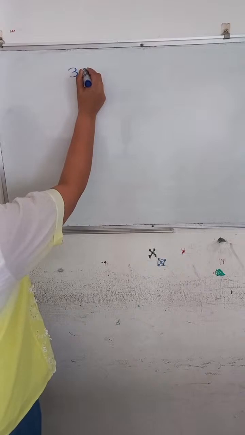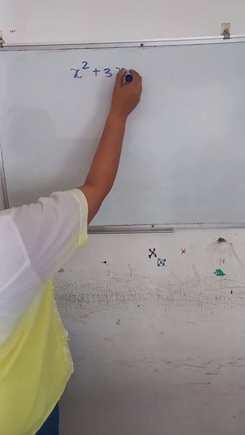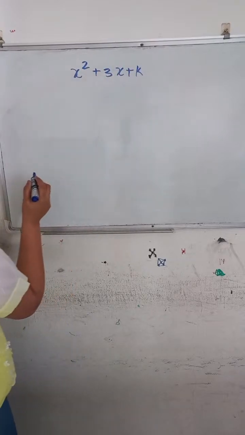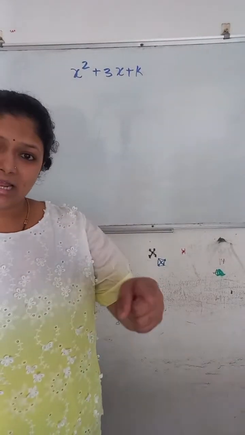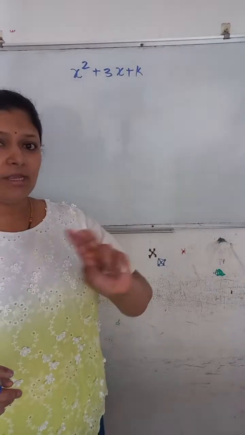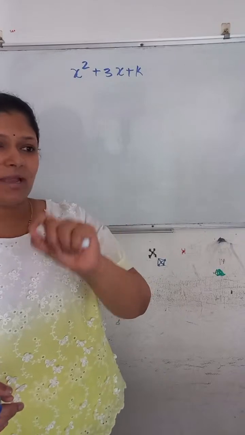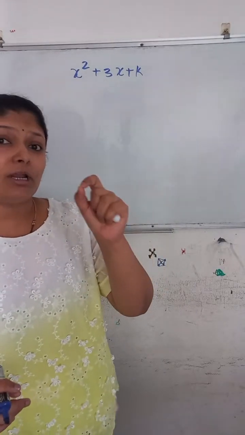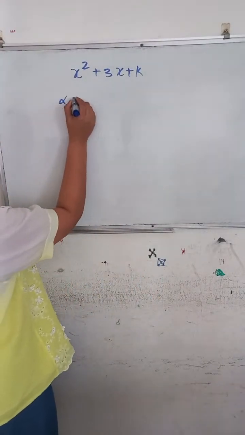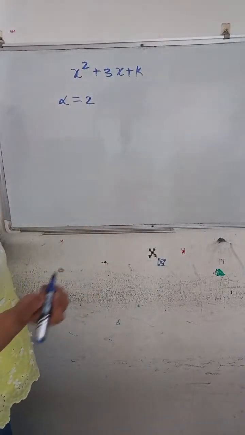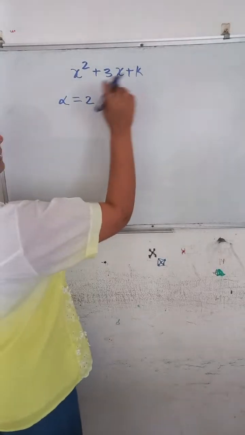Here the given quadratic equation is x square plus 3x plus k. One zero means either alpha or beta is given. In the previous question they gave the sum, that is alpha plus beta, which is minus b by a, but here one of the zeros, that is one of the factors, is given, and you can consider it alpha or beta. So alpha is given as 2, and we have to find the value of k.